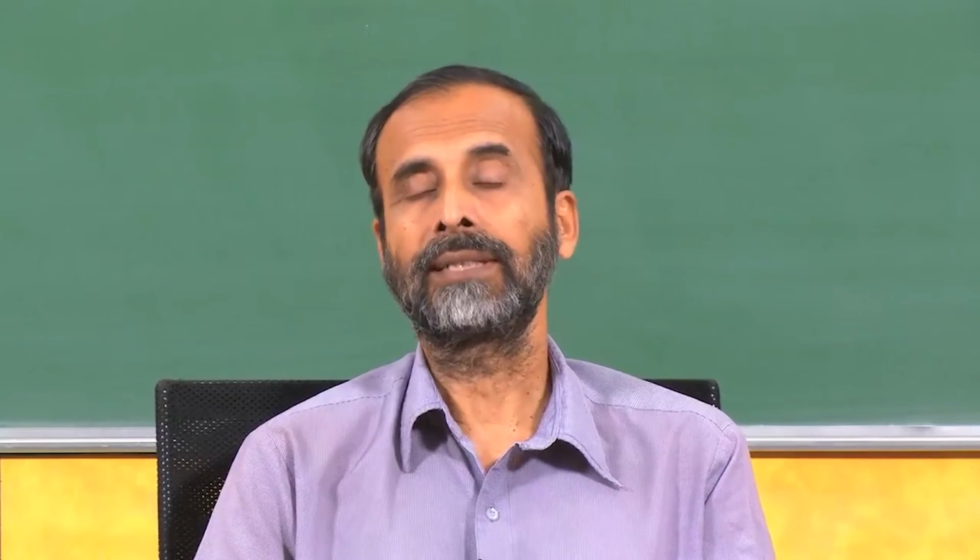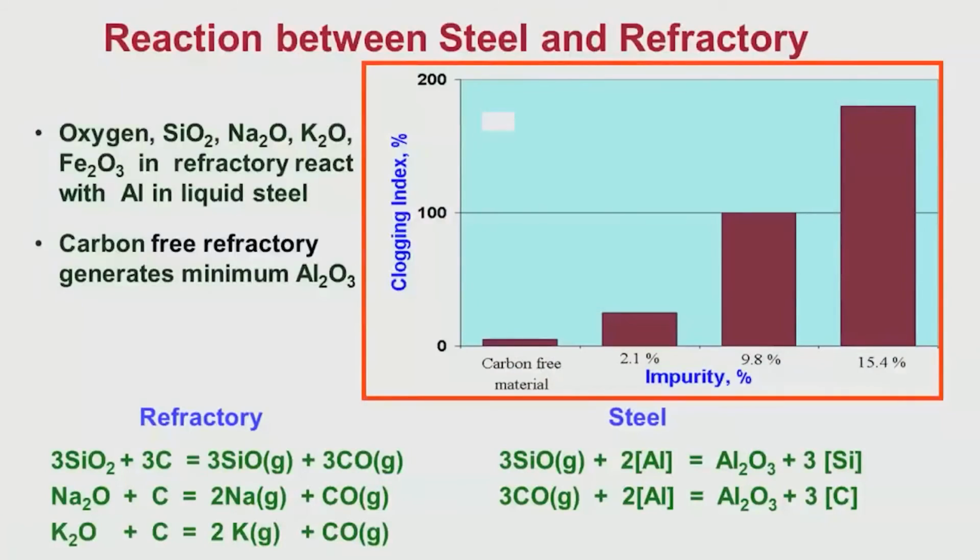So, the type of refractory is very important, it has to be basic, that we know. Now, suppose it contains some SiO2, some sodium oxide, some potassium oxide, or iron oxide in the refractory, then what happens? I have told you it will react with aluminum in liquid steel. How does it react? We will see that.